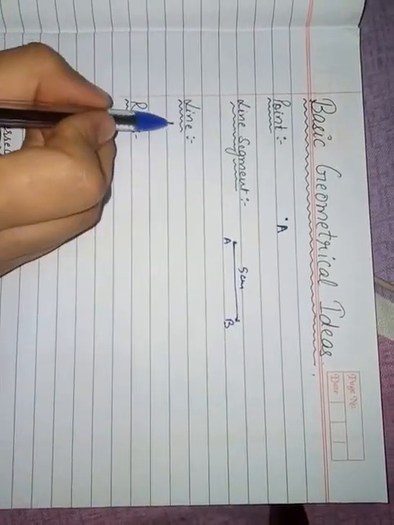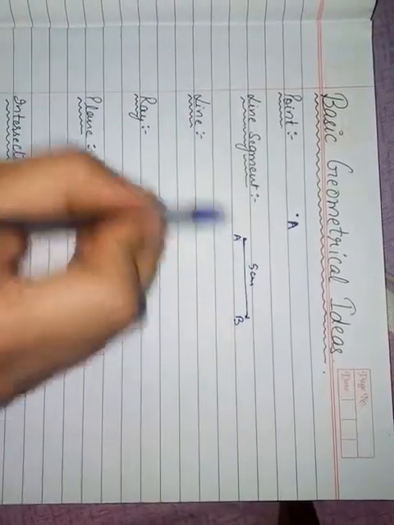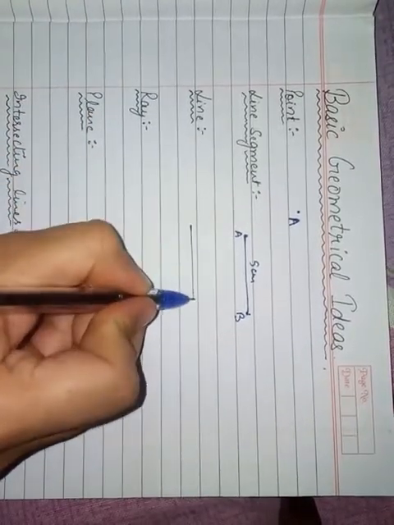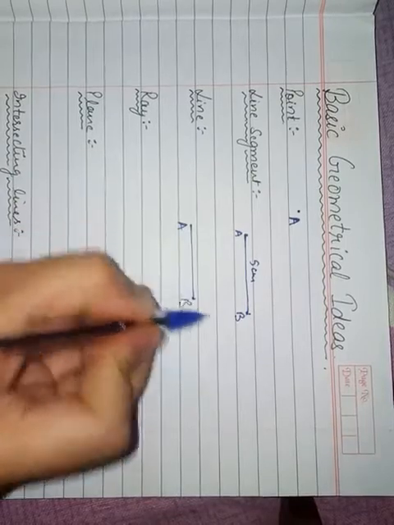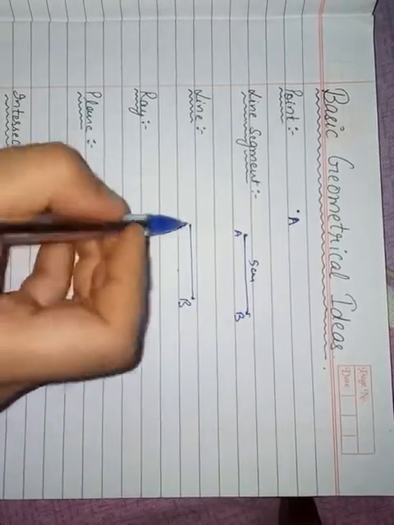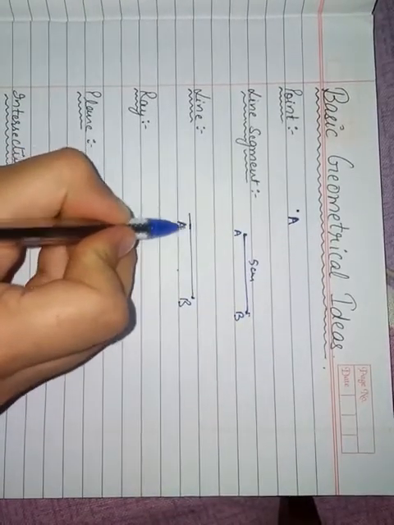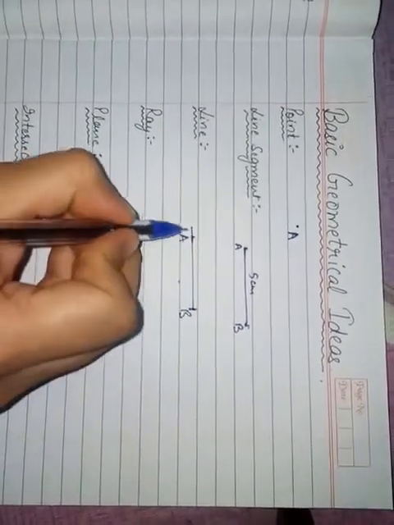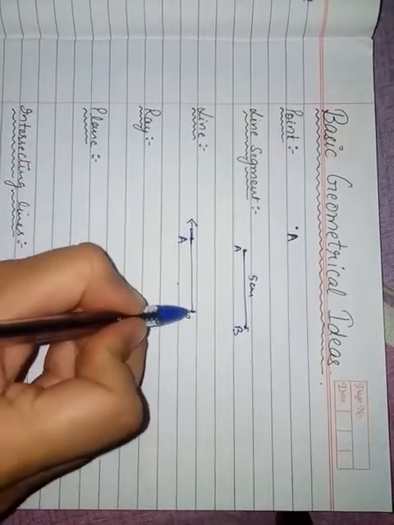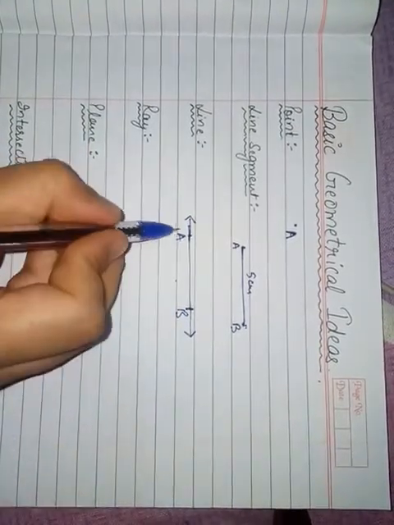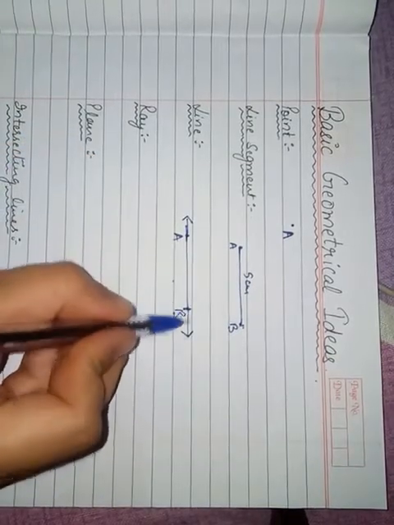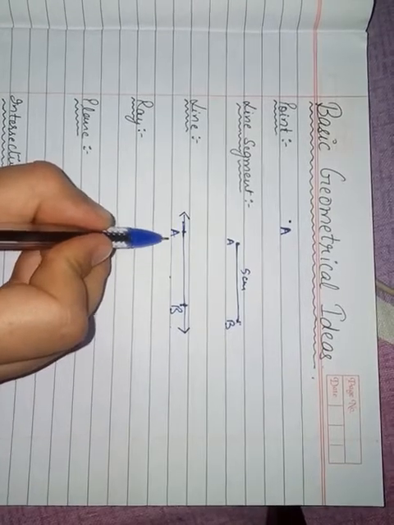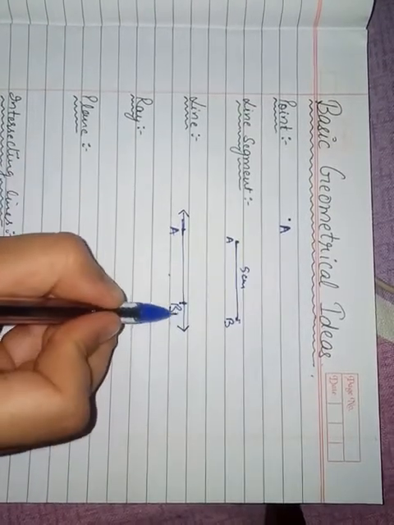Now what is a line? In the case of line, what happens? Suppose this is a line AB. What is the difference between line segment and line? In the line, the A point and the B point, they are not the fixed points. They can be extended in the opposite directions. Means point A can be extended and point B can also be extended. So it does not have a fixed length. We cannot measure the length of a line. Clear?